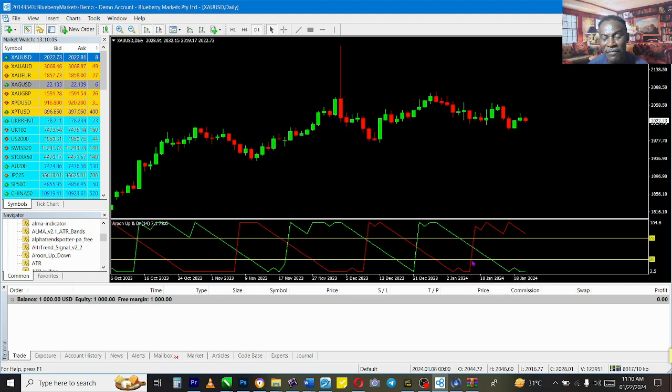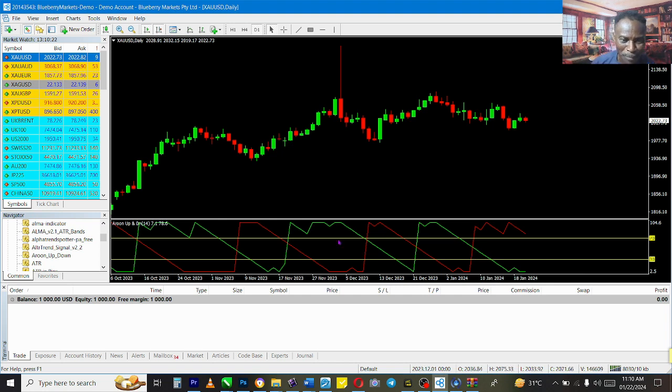Some will do it above the 30. Sometimes I can decide to do it above the 30, depending upon the other indicators, because I don't use only one indicator. I use 6 indicators. So depending upon other indicators, sometimes when it's above the 30, I will either buy or sell. So that is very important.